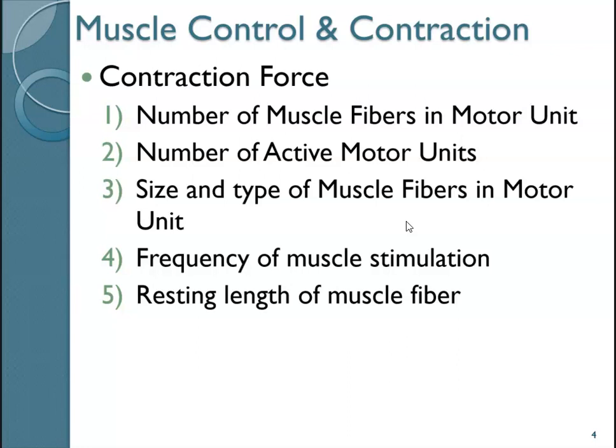Then size of the muscle fiber: hopefully you recognize this as the larger the muscle fiber, the cell, the larger the force of contraction. And then type, we'll go over this. There are three main types classified in two ways, and we'll talk about how those affect what kind of contraction can be achieved and what they're most suitable for. Frequency of stimulation, we'll talk about that: twitch versus incomplete tetanus versus complete tetanus. And then resting length of muscle fiber.